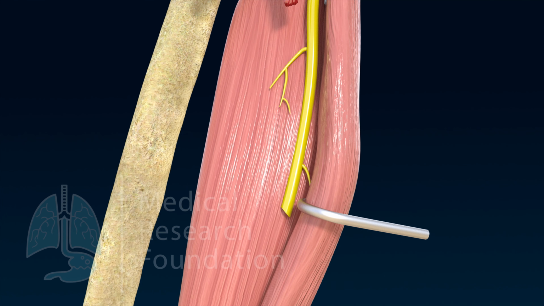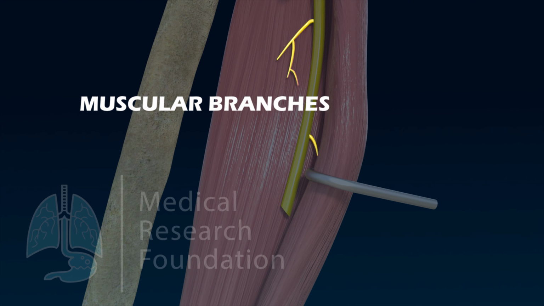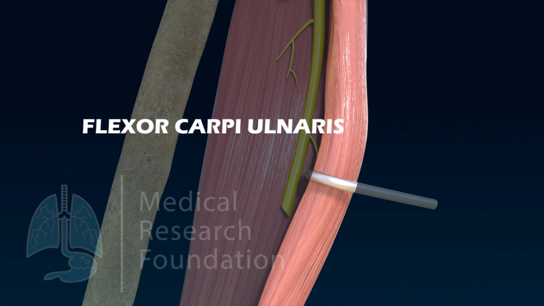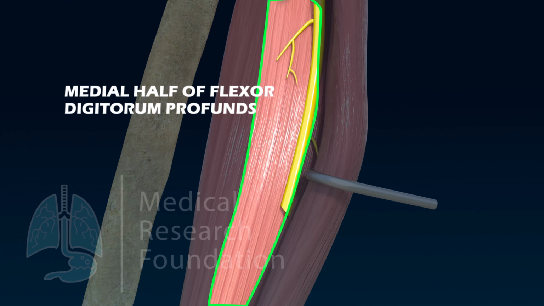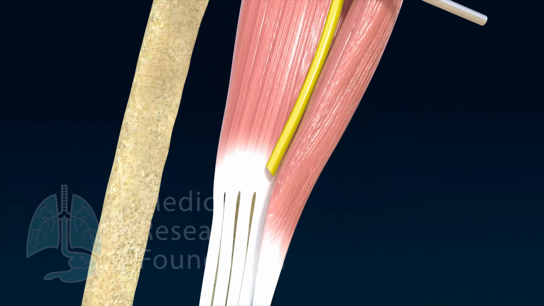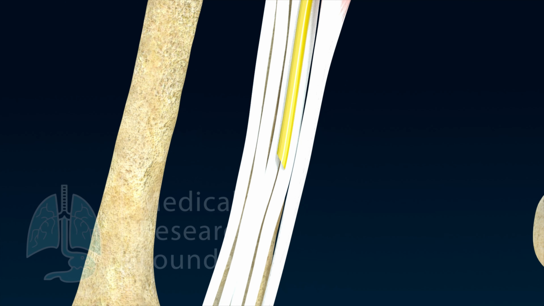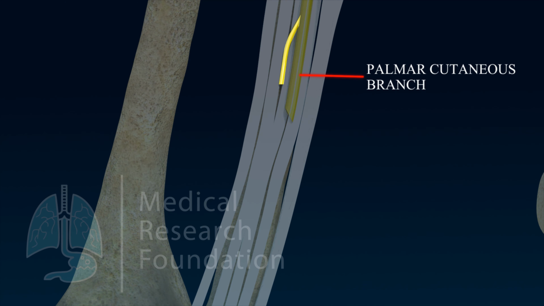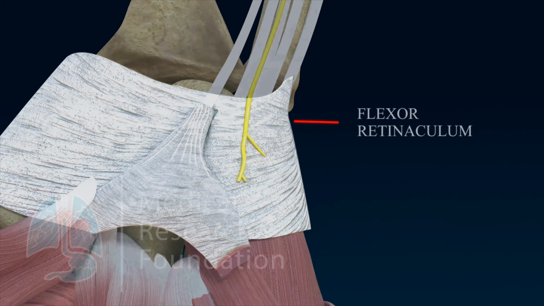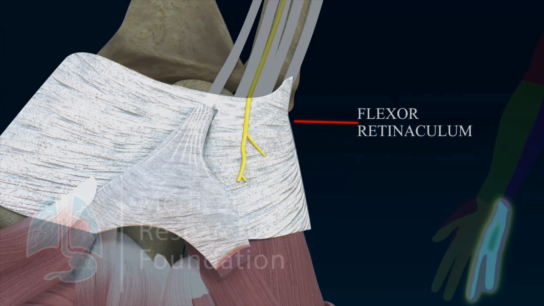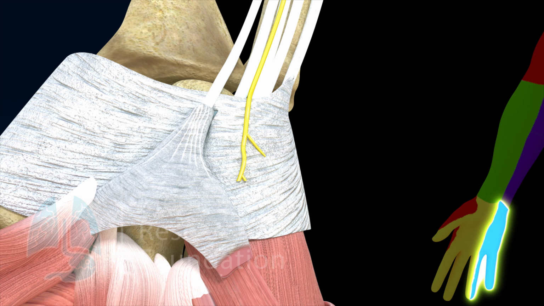In the proximal forearm, it gives muscular branches to flexor carpi ulnaris and medial half of flexor digitorum profundus. In the mid-forearm, it gives off palmar cutaneous branch, which enters the palm, superficial to flexor retinaculum, and provides sensory innervation to the skin over the hypothenar eminence.